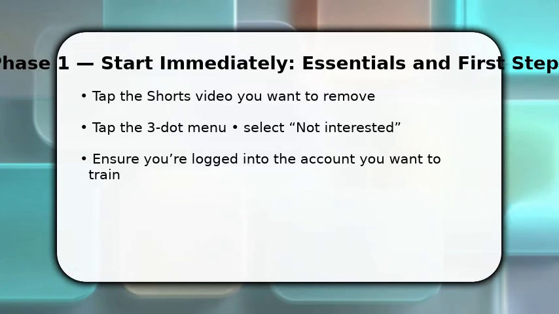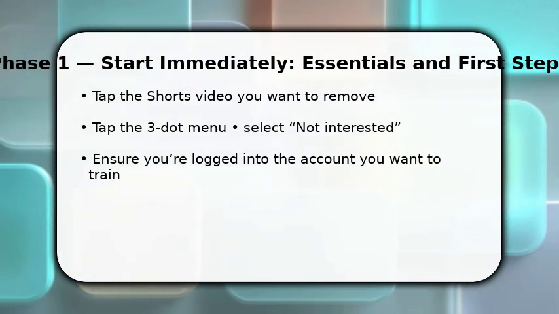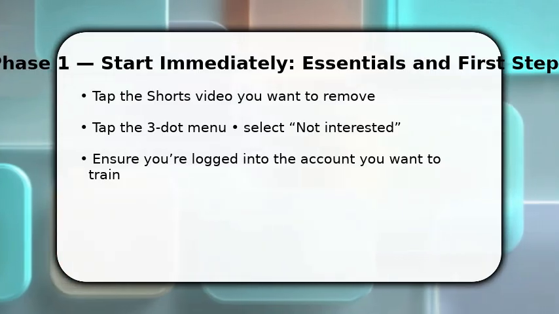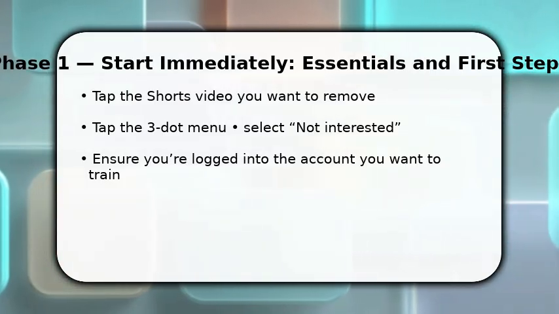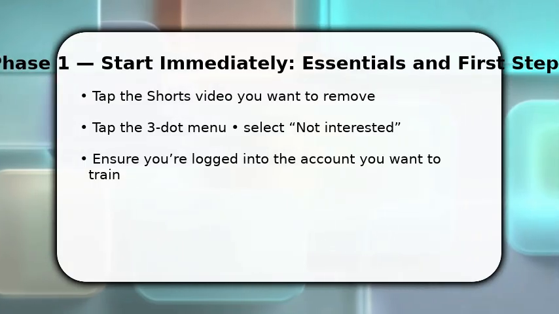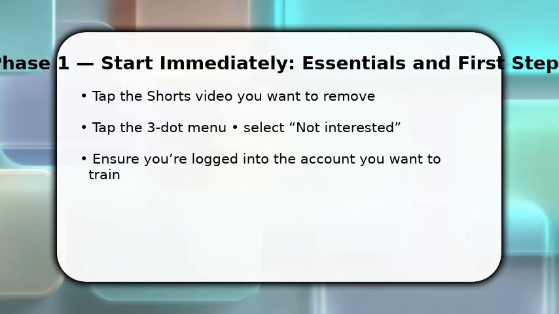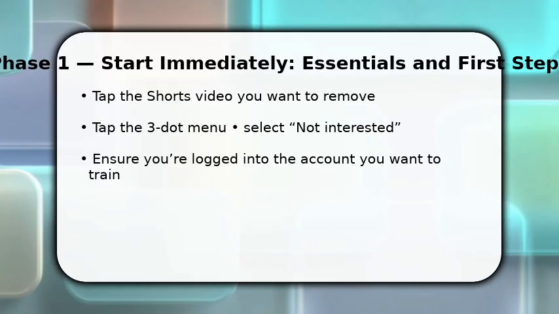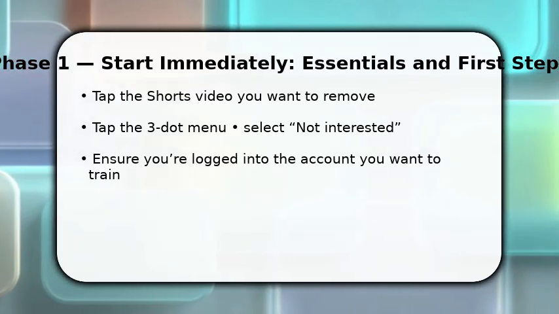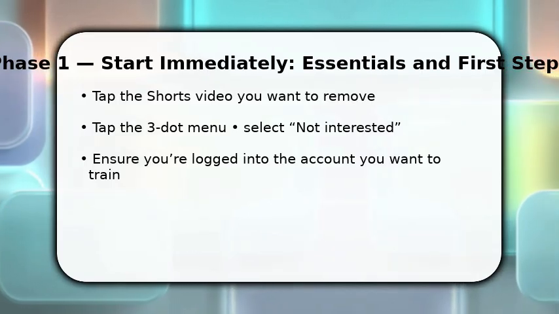You start by opening the Shorts feed and selecting the exact short that bothers you. This tells YouTube which signals to ignore. Once the short plays, tap the three-dot menu in the corner and choose Not Interested. You do this to train the algorithm, not to delete content globally. Make sure you're logged into the correct account so your preference is stored to that profile. This is the first concrete step toward a cleaner Shorts feed.